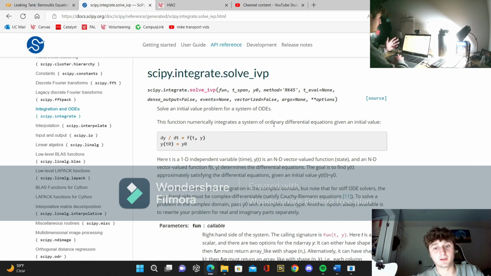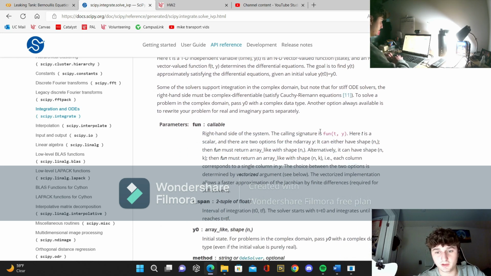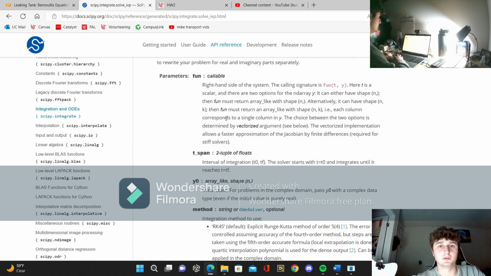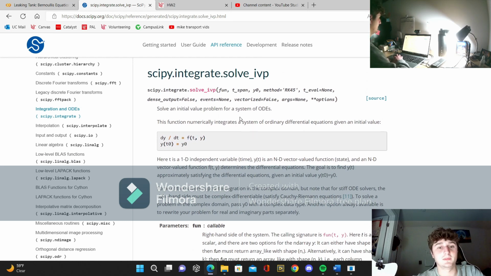Now, this is going to integrate a system given an initial value, as I've just said. There's a couple things that we can talk about here. The callable function is going to be in this form, and we're going to have a few different things we need to give it. We need to give it a time span. Well, this is just for SciPy integrate solve IVP.